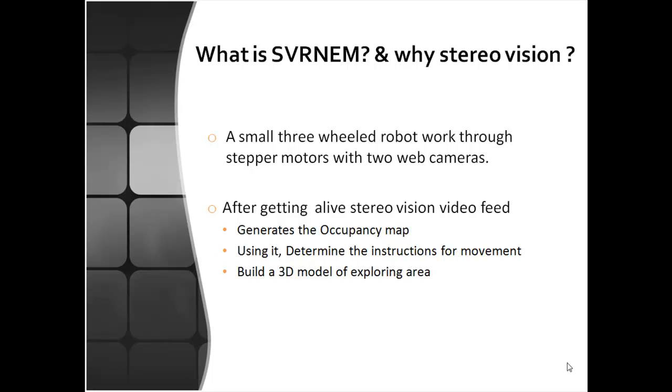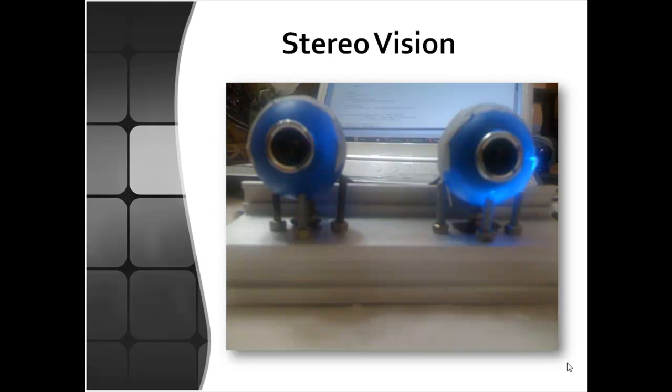So why did we choose stereo vision? Because we found out that it has many advantages over other traditional technologies, and especially it's a low-cost solution. Our project is a small three-wheel robot which works through two servo motors with two web cameras. It also generates an occupancy map, uses that to determine the instructions, and finally generates a 3D model of the explored area. So this is how we achieve our concept of stereo vision, by using two web cameras. That's all for my brief introduction, and Rukshan will explain more about the objectives of our project.